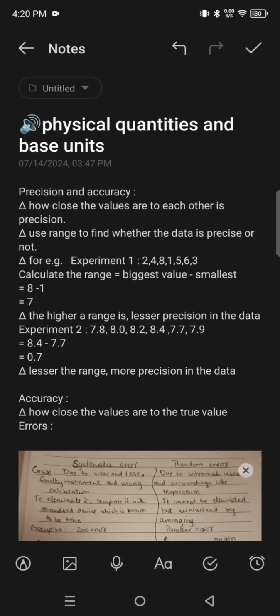So we are moving on to the next topic, which is precision and accuracy, and driving towards the end of this chapter. First chapter, we have uncertainties after this, and we'll be done with this chapter inshallah really very soon.